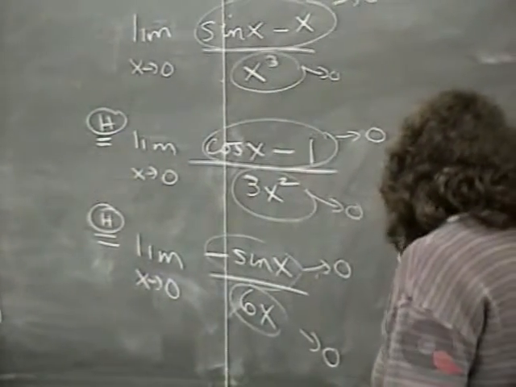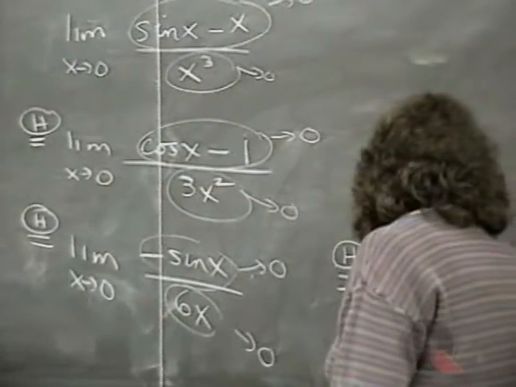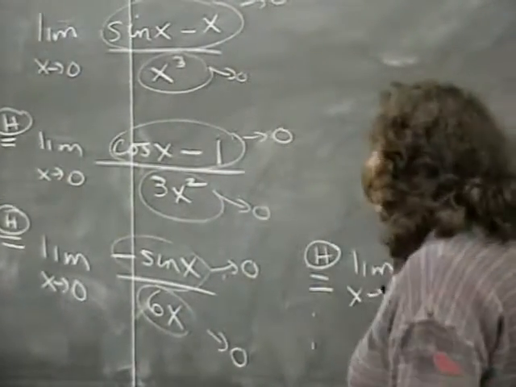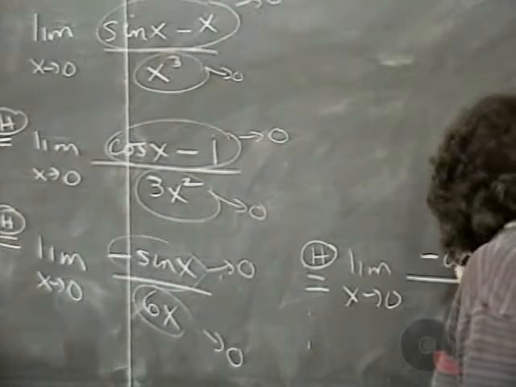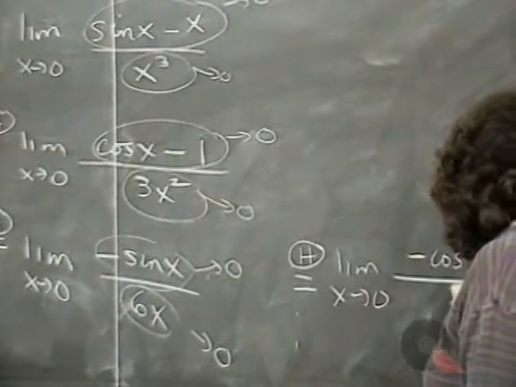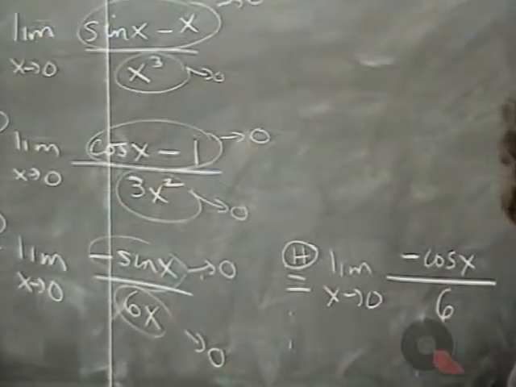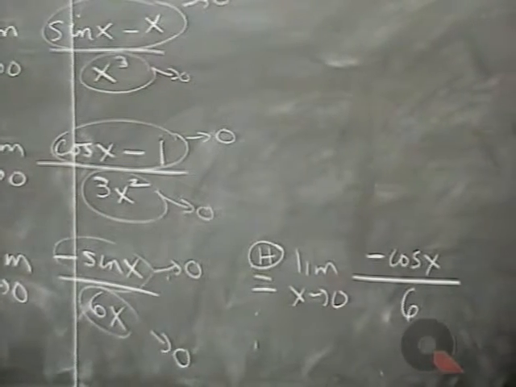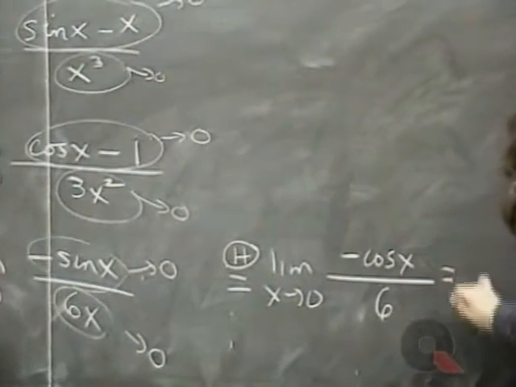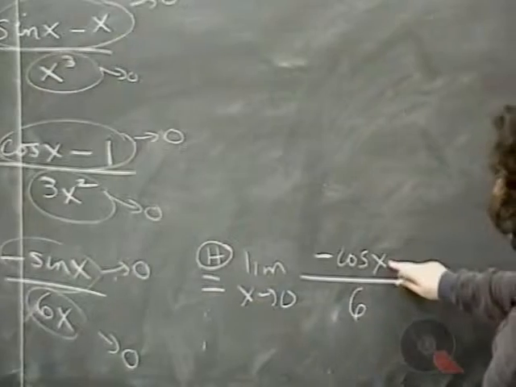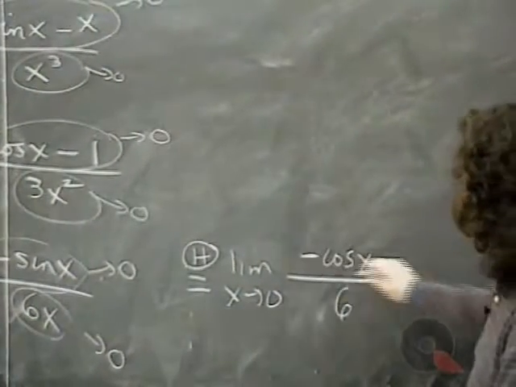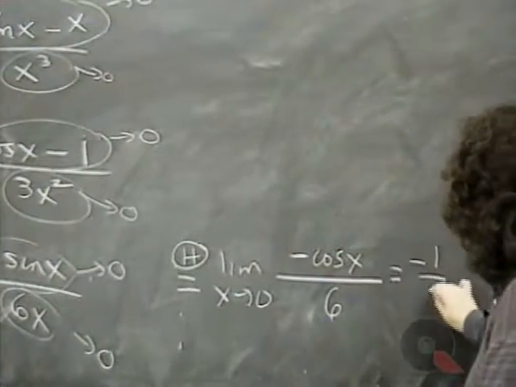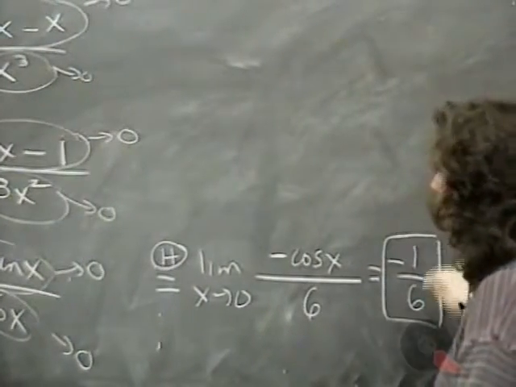One more time here. Limit as x approaches 0. Let's take the derivative of the top, which is minus cos x. The derivative of the bottom is 6. Now, at this stage, it is no longer 0 over 0. This limit can be evaluated by substitution. Cosine of 0 is 1, so we get minus 1 over 6, or minus 1/6.